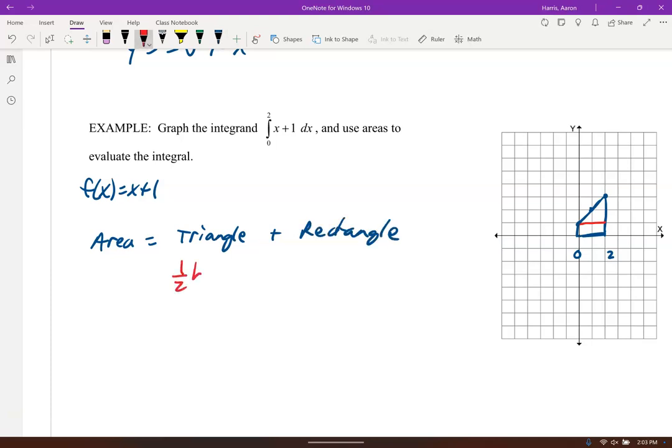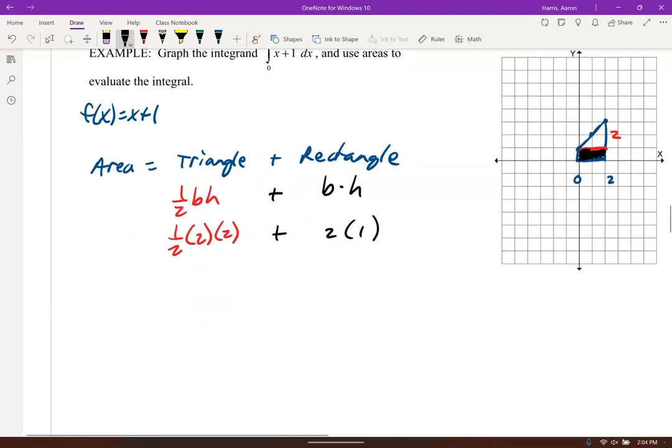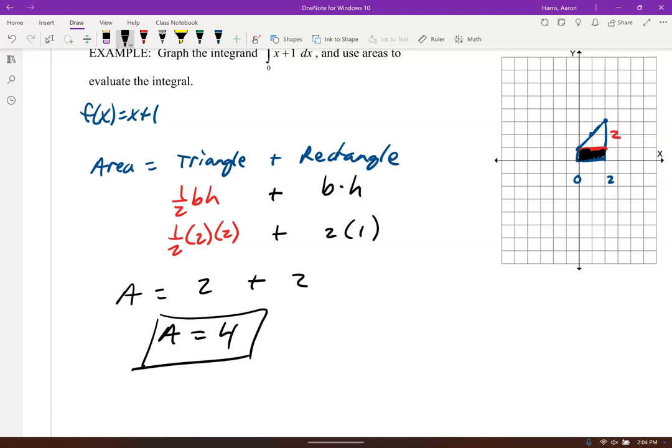So triangle is 1/2 base times height. The base here in red is 2. The height is 2, plus the bottom rectangle. Let me shade the rectangle on the bottom there in black. Rectangle's length times width, or base times height. Its base is 2, its height is 1. So it looks like we got 2 plus 2. So this area is just 4 total area, right? The total area there is 4.